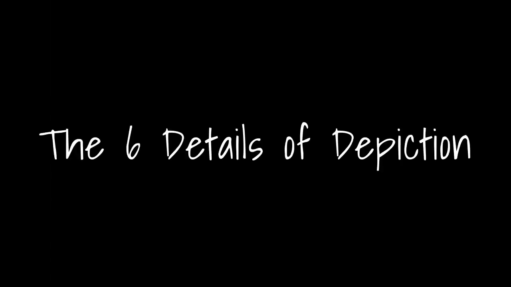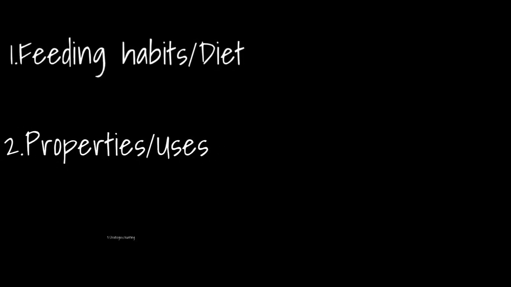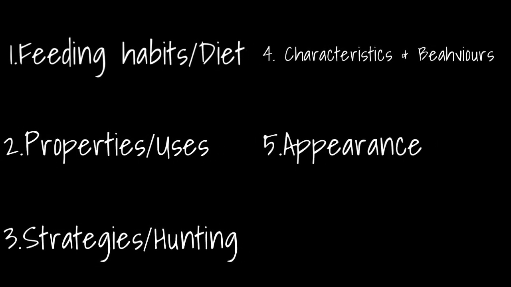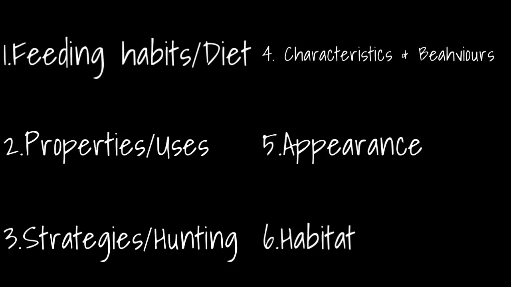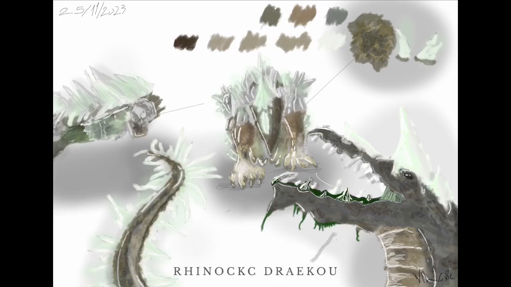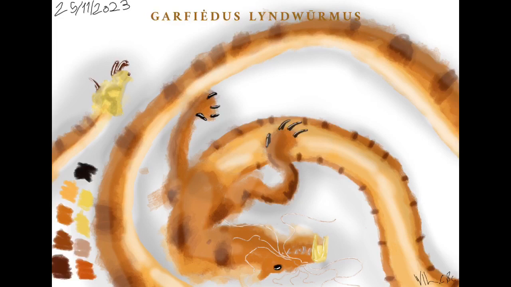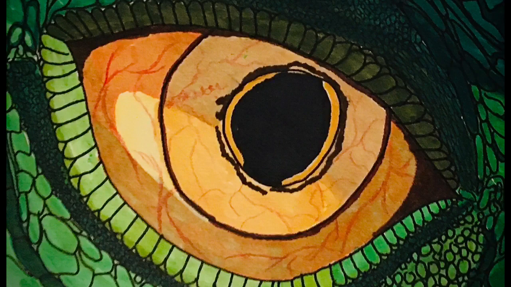Now, as a bit of an extra, I've devised 6 decisive categories to easily understand each creature. They involve diet and feeding habits, properties, strategies, characteristics, appearance, and habitat. I've also given them scientific names, meaning genus and species, and their dragon names as well. First off, we have Rhinoc Draco, then is Puza Basiliska, and then is Garphidus Lindwormus. Simple, yet effective.